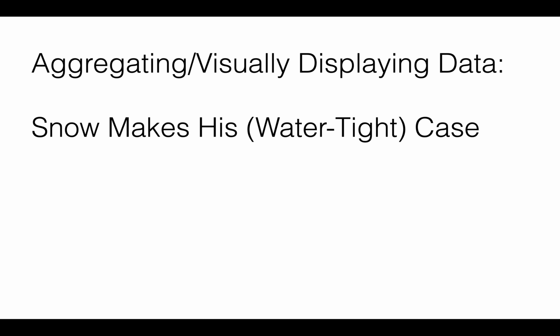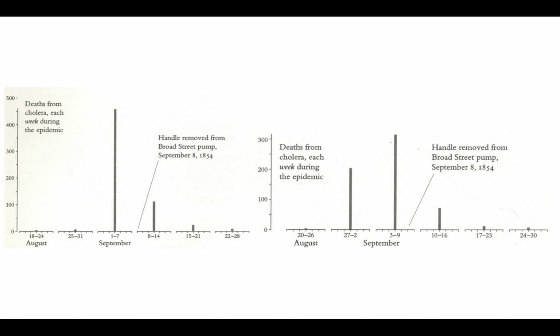And Dr. Snow makes his watertight case in this case. So as you see here, what you might think that Dr. Snow would do is he has this theory that it's tainted water that's killing people. So what he said to the parish at the time was, with a lot of people dying, we've got to get rid of the handle to the pump. If there's no handle, people can't get water.